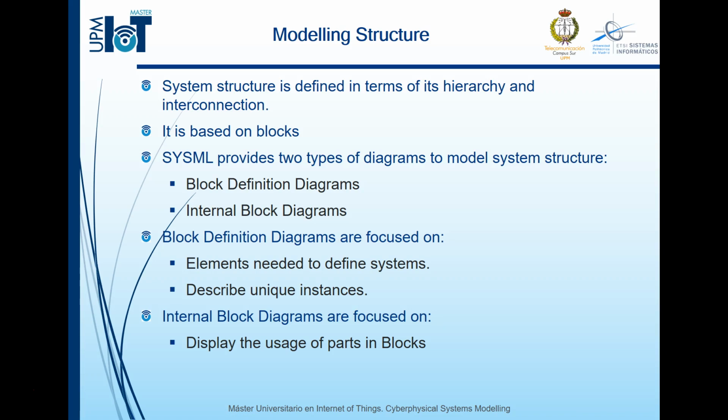So the modeling structure for cyber-physical systems, as I mentioned, is based on blocks. And there are two different kinds of diagrams. The first is the block definition diagrams, where blocks are like black boxes, and internal block diagrams, where blocks are like white boxes, so we can analyze what is happening inside and know how the components are related to each other. The elements that we use in the block definition diagrams are those needed to define the system, and in the other diagrams, we only show how these components are used. So today, we would like to work only with these components.